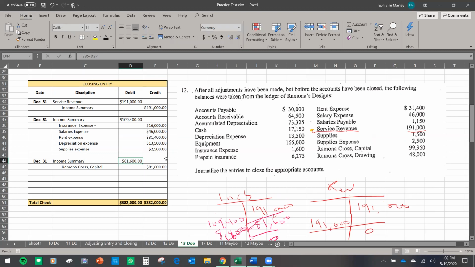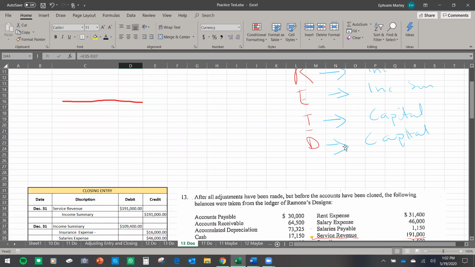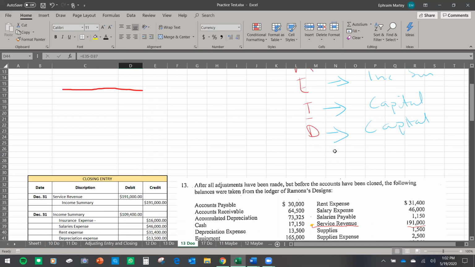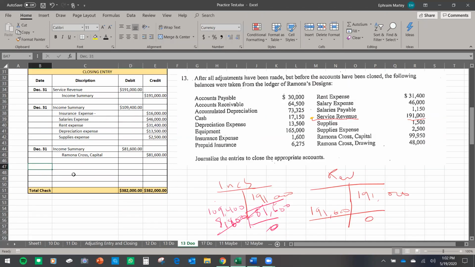Okay, so that is it for this exercise. We close it up to revenue, income summary. Now the next thing we'll have to do is drawing. Drawing is always debit. Now, if we want to close it, we will have to make it credit. So that will go against capital. So that is decreasing the owner's capital. Okay, so we have that.